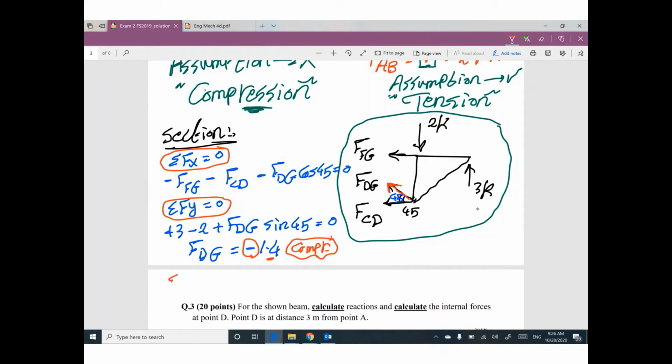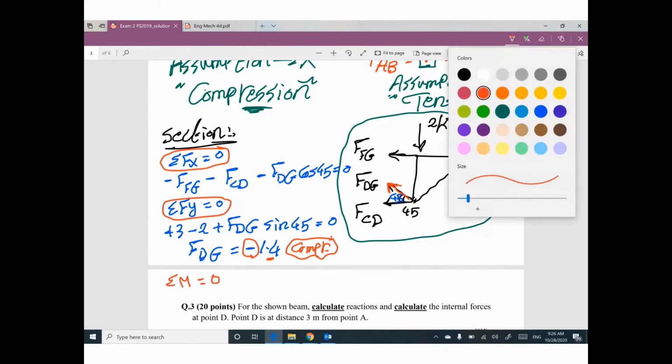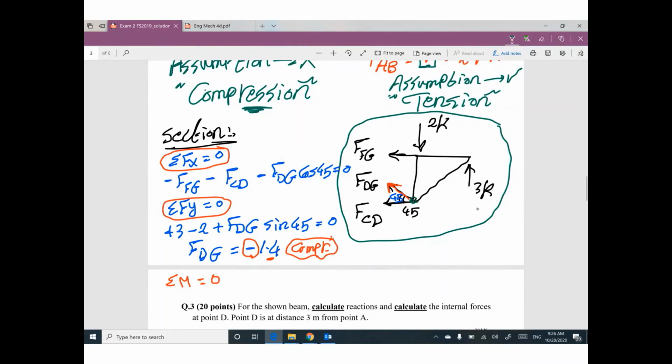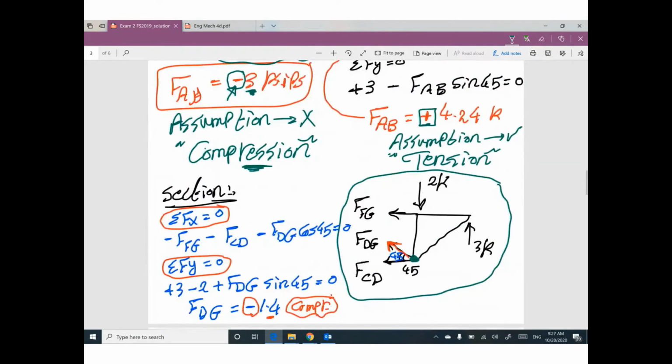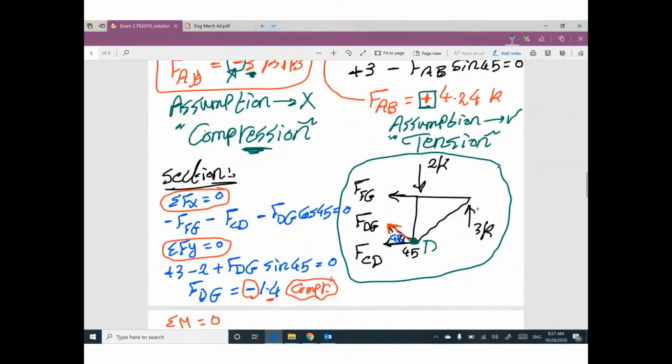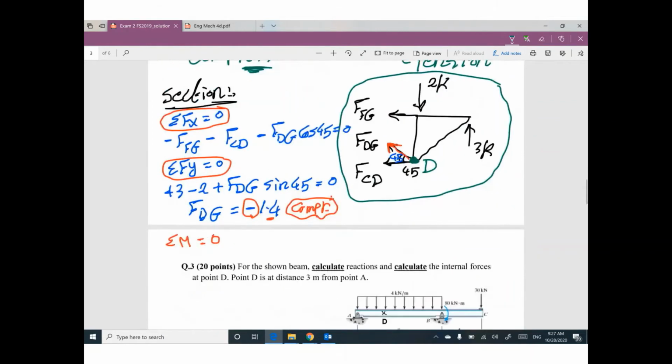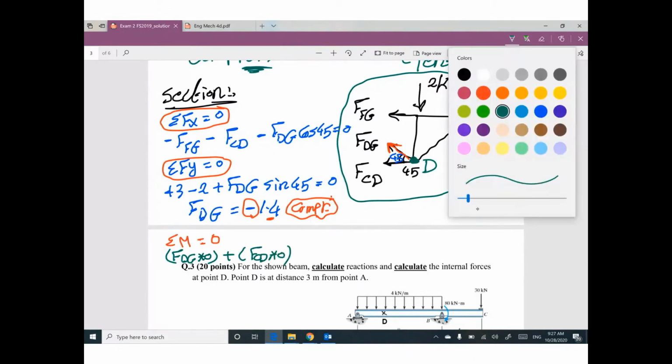Summation moment at any point equals 0. I recommend to take moment at this joint, which is called D. Why D? Because if you take moment at D, FDG will be multiplied by 0. We don't have distance. FCD multiplied by 0. We don't have distance. So I can cancel this one and this one.